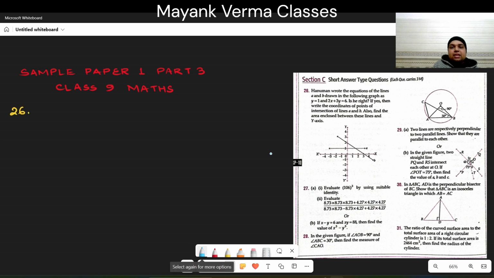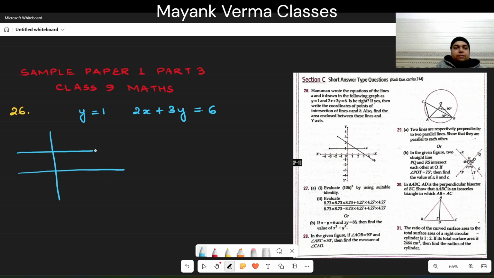Hanuman wrote the equation of the lines A and B drawn in the following graph as y is equal to 1 and 2x plus 3y is equal to 6. Is he right? If yes, then write the coordinates of the point of intersection of lines A and B. Also find the area enclosed between these lines and the y-axis. So let's see the graph first.